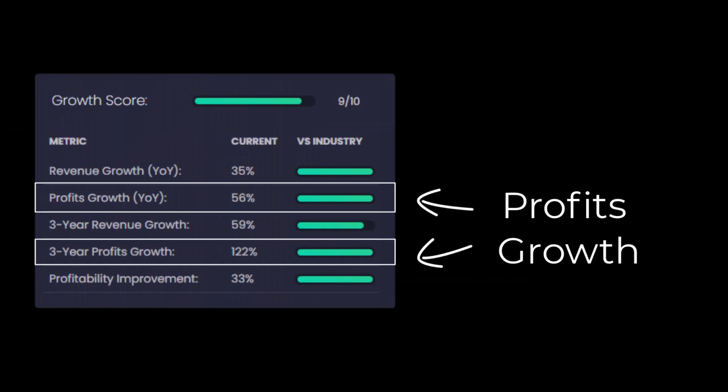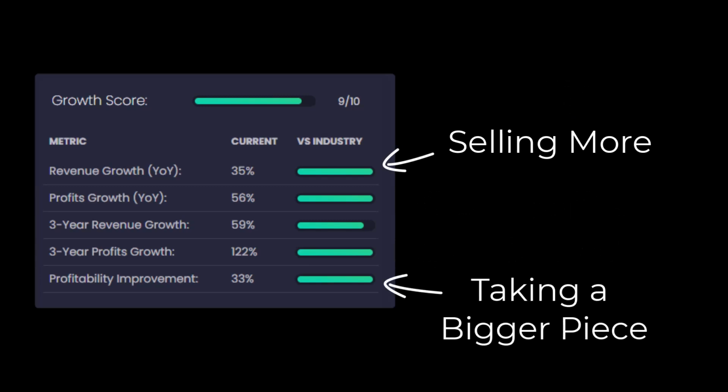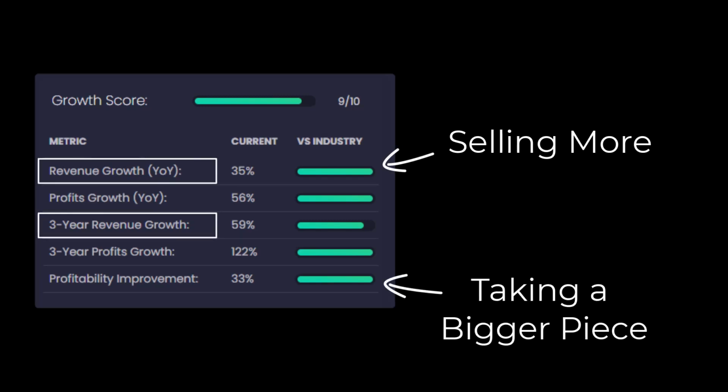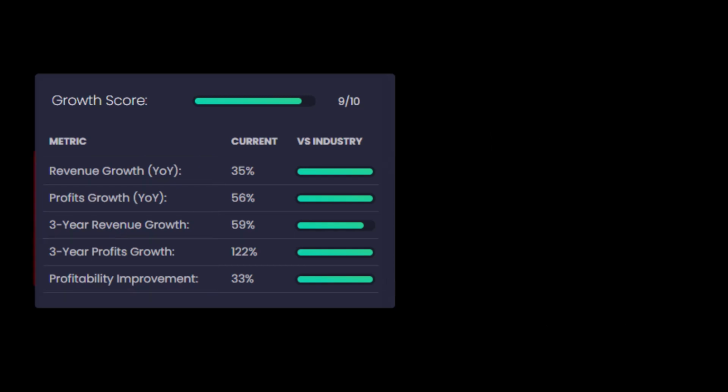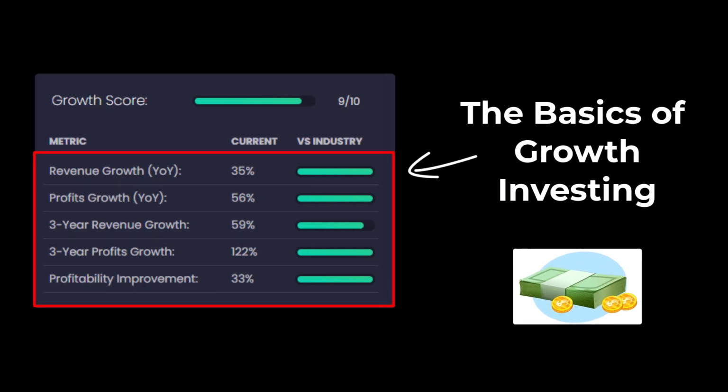Well, but how do we know if a company's profits will grow or not? Well, a company can only grow profits by selling more or by taking a bigger piece of what they sell. That's why revenue growth and profitability improvement are crucial, since they drive profit growth. These metrics represent the basics of growth investing. If you can master the basics of growth investing, you're gonna make a killing in the stock market.